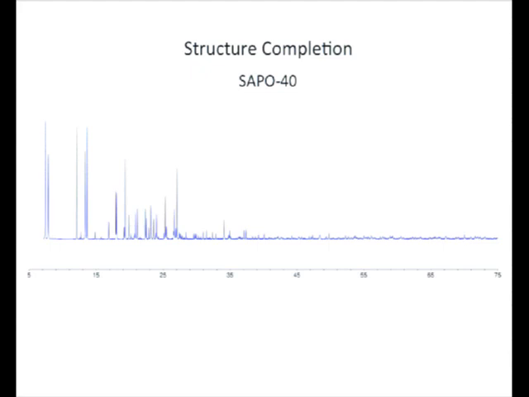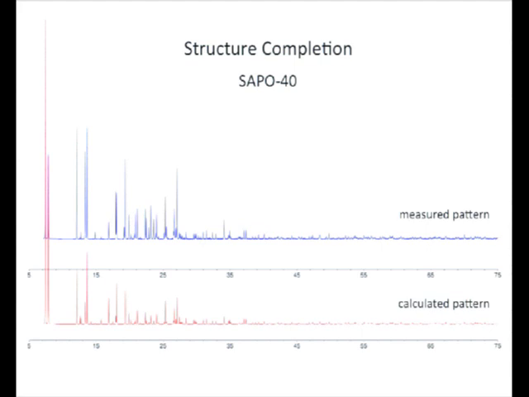Let's go back to SAPO-40. This is the diffraction pattern. That's the measured one. And that is the diffraction pattern calculated for our framework structure, the aluminophosphate framework structure. It's missing the carbon and nitrogen and hydrogen of the template molecule.